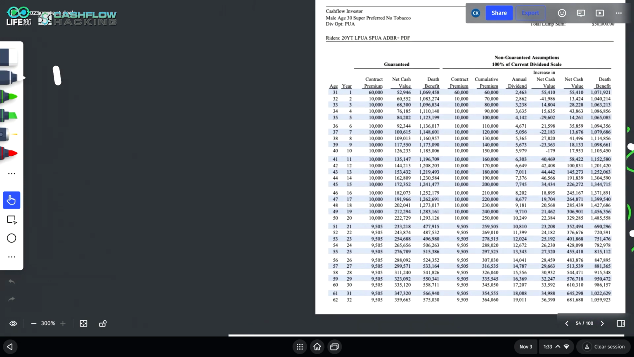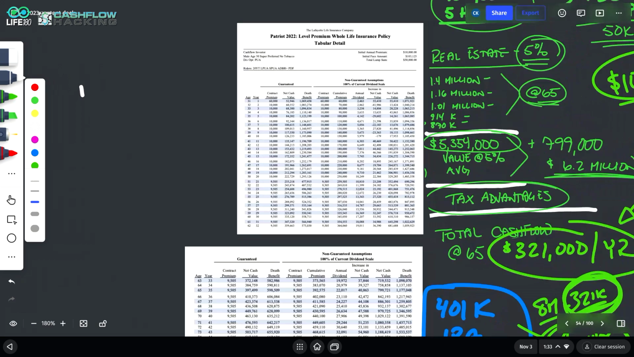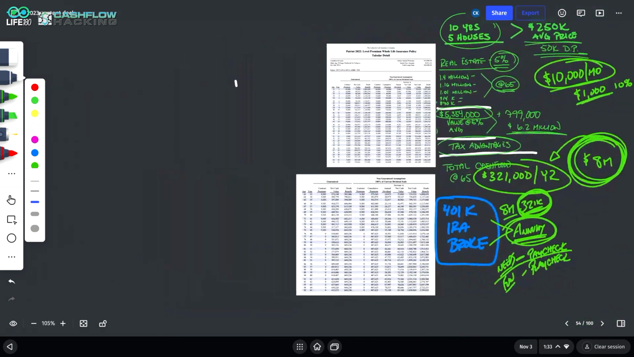Variable one, oh, I got to shrink that. Hold on one sec. Variable one, oh wait, it's because I'm way zoomed in. That's what the problem is.